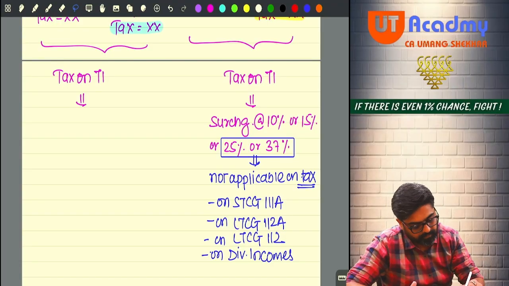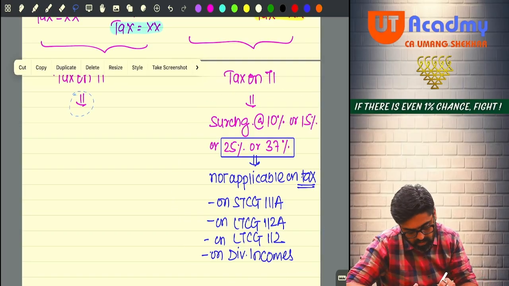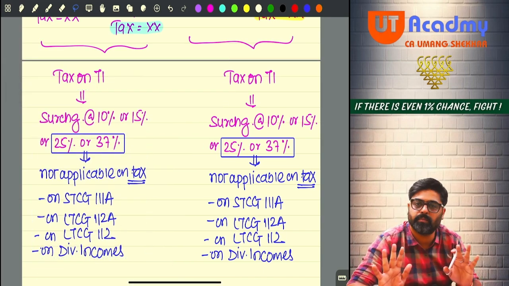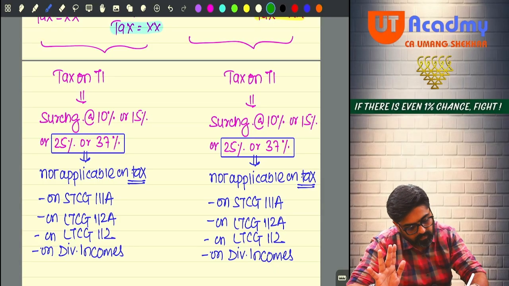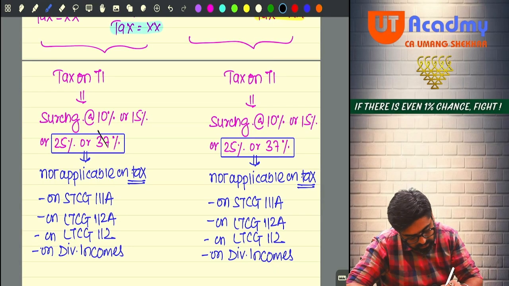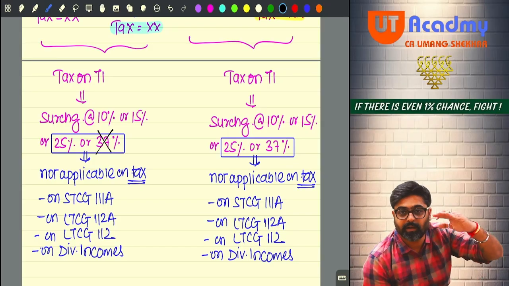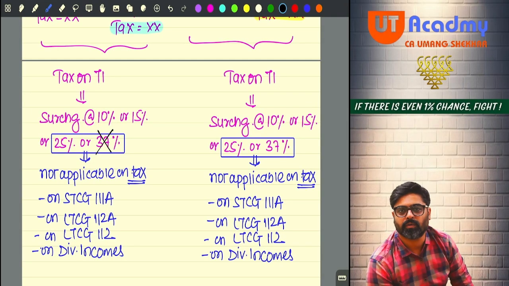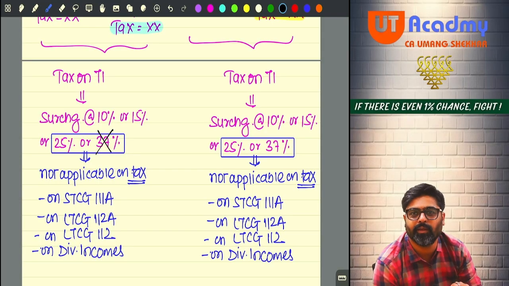Now pay attention. Copy and paste. Same thing. Can you see? Same thing. There is no change. But the only change is that this 37% is not applicable. So if your total income is more than 5 crores, the rate of surcharge used to be 37%, no? Here it will remain 25% only. 37% is not applicable. See, they are attracting you.